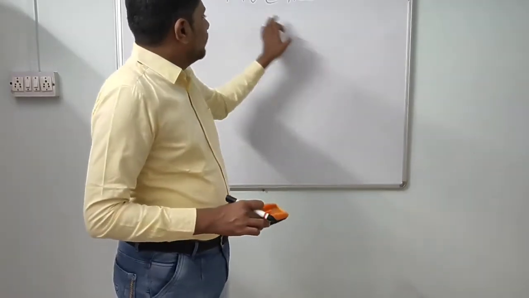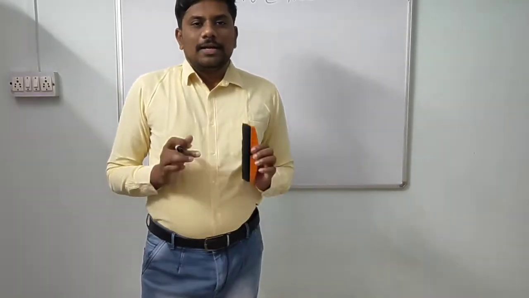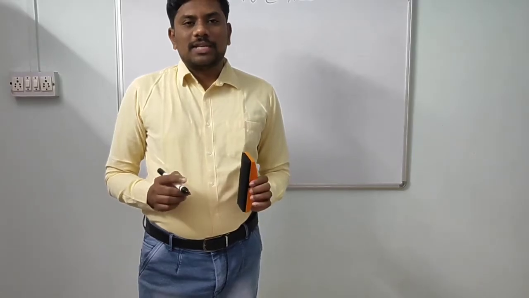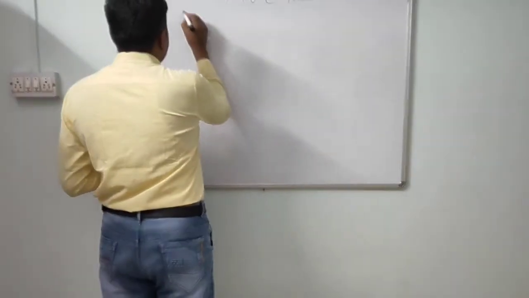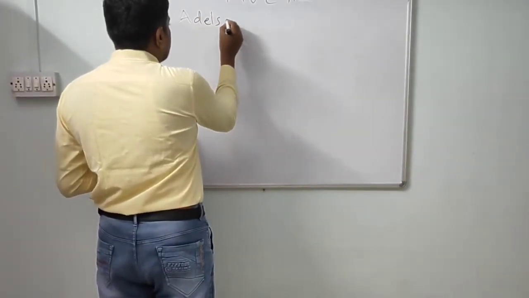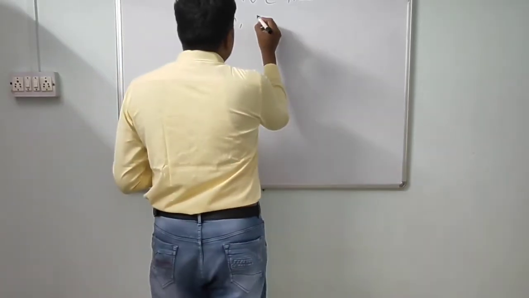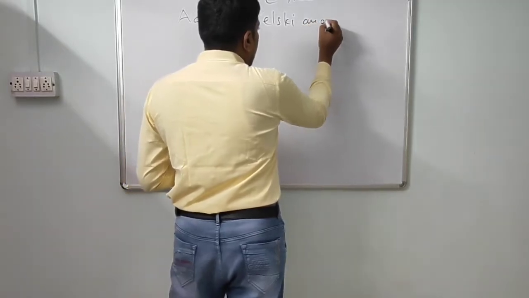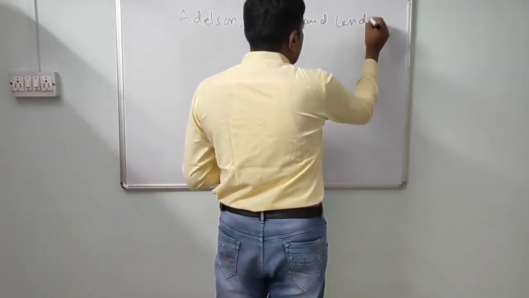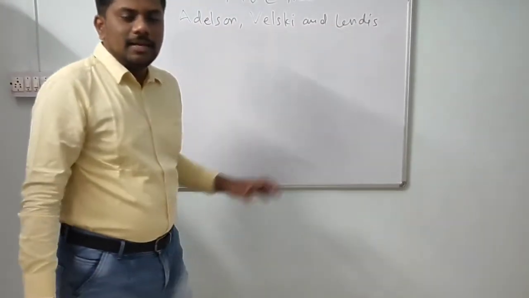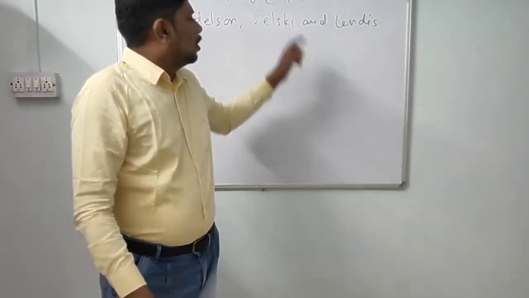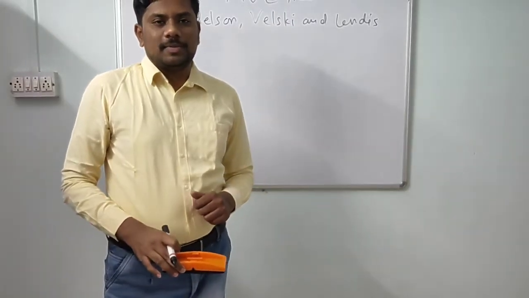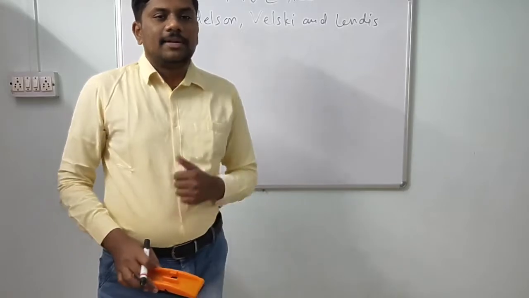Now why is its name AVL tree? Because it was invented by three computer scientists named Adelson, Velskii and Landis. These three computer scientists developed or invented this AVL tree concept. That's why its name is AVL tree.